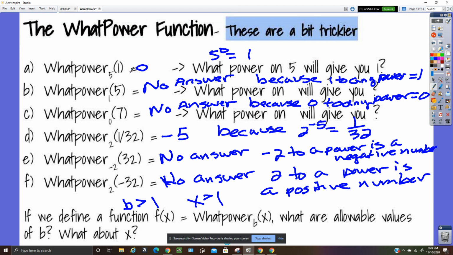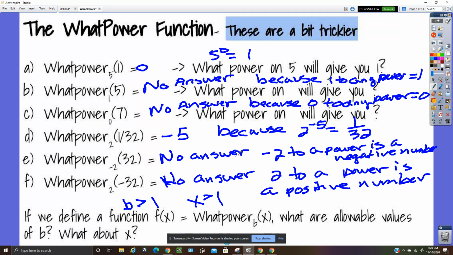And then the next slide says these are a bit trickier here. So 5 to the 0 is 1. And then you can do 1 to some power is equal to 5, no answer, because 1 to any power would equal 1. And then 0 to some power is 7. Also no answer because 0 to any power is equal to 0. And here 2 to what power is 1 over 32 is 2 to the negative 5th, because 2 to the negative 5th is 1 over 32.